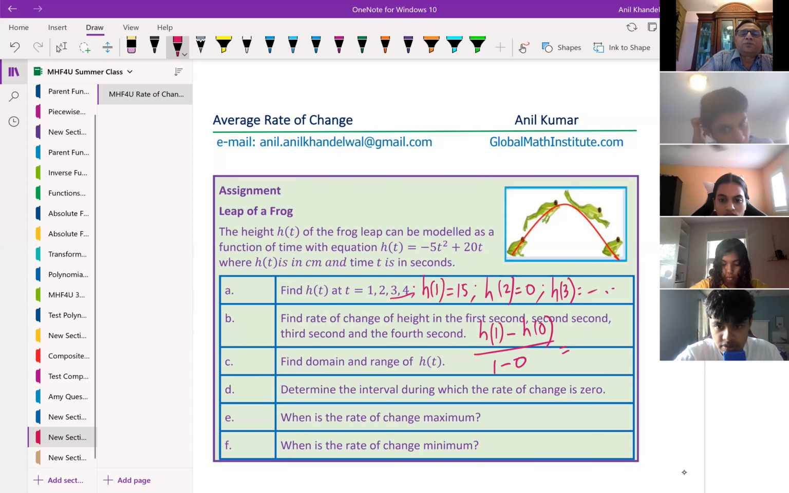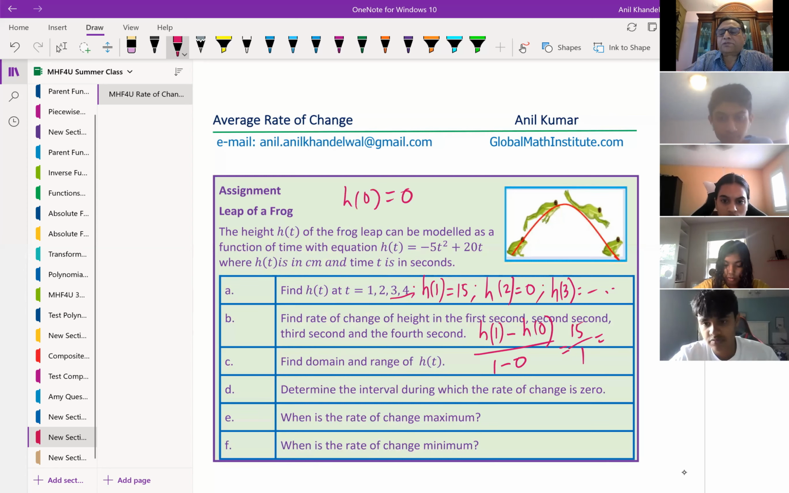At t equals 0, what is the height? H of 0 is 0, right? It's on the ground. So we'll do h of 1 minus h of 0, which is 15, divided by 1 minus 0. And we know h of 1 is 15, so it is 15 over 1, or 15 meters per second. Is that clear to you? That is how we find the rate of change of height in the first second. Is this clear, Ankita, to you?